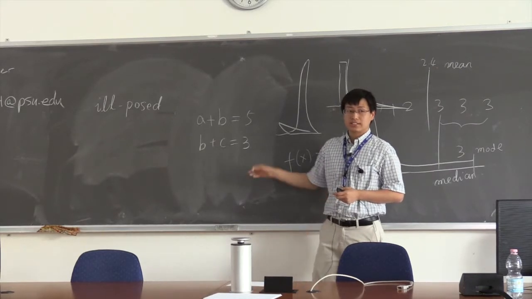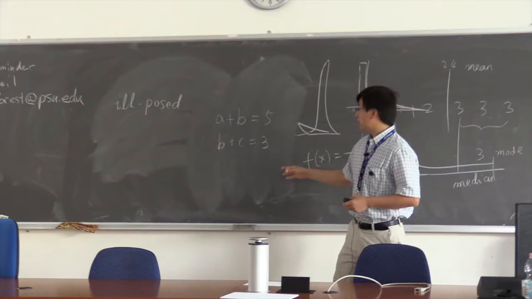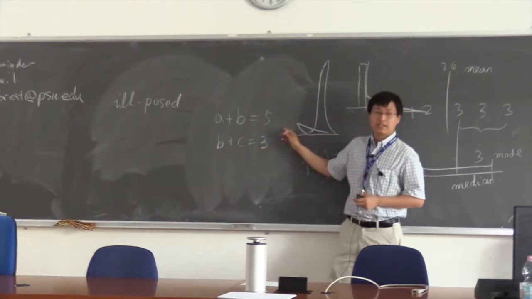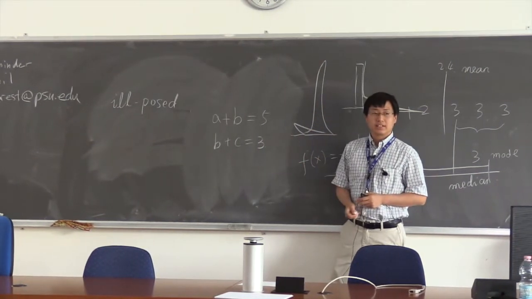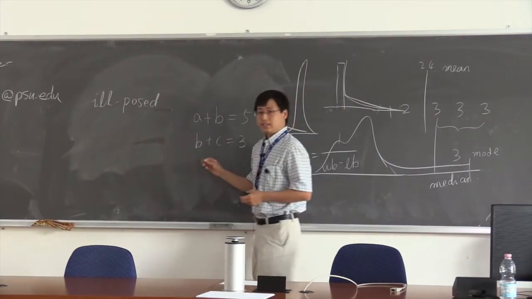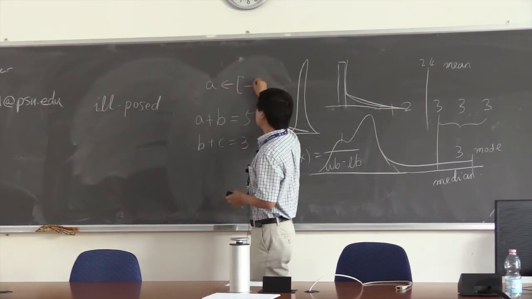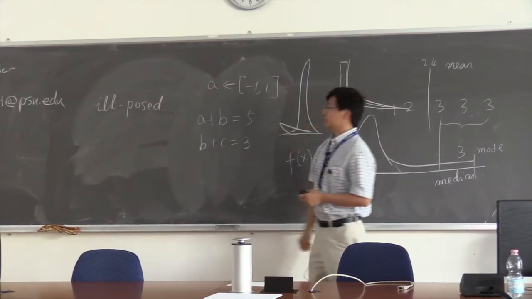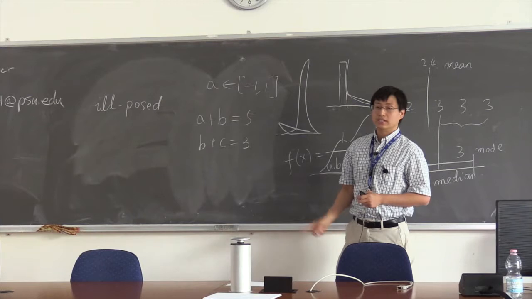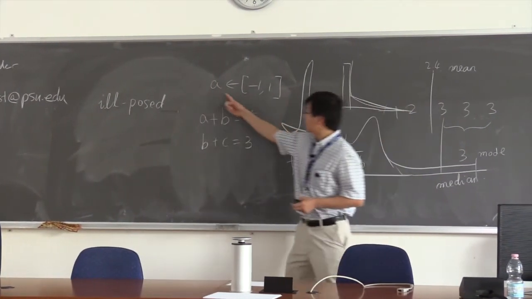Can you solve it? This is a similar idea as the ill-posed problem because you really have more unknowns than the information you have. A, B, C can be anything. So then you need some constraints on A. So A is between -1 and 1. This is your knowledge. Then it's starting to get less ill-posed because you know more about A.